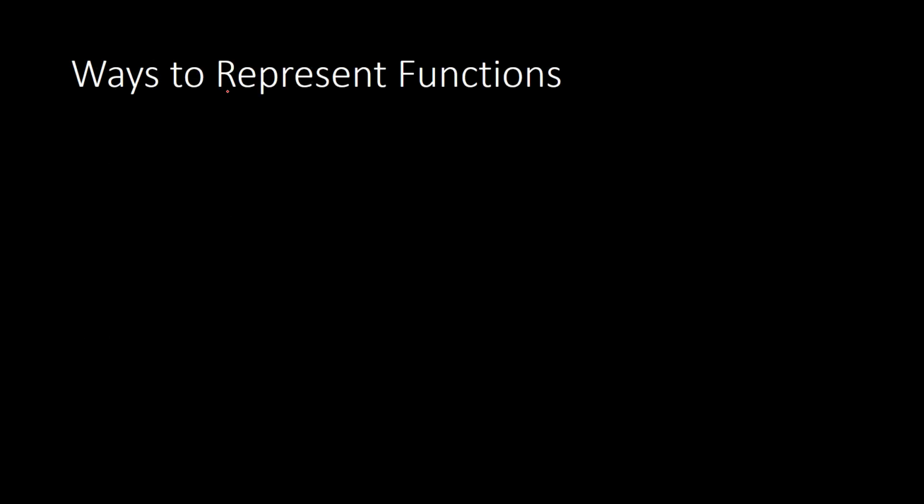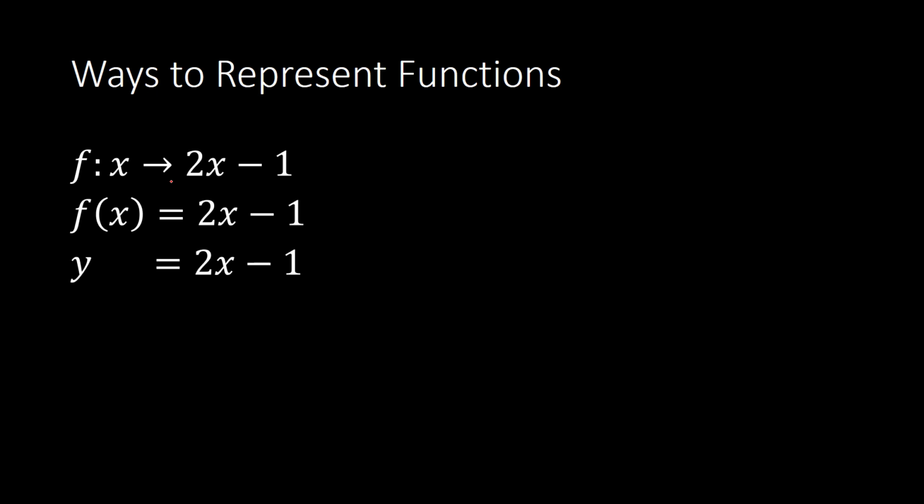Now there are different ways to represent functions, as we just said. This first way is a really unique way, and I've personally not seen it too much, but you could see it written like this, where you have f and then a colon, then x, and then an arrow. And that's the same thing as saying f of x equals or y equals. I just want you to be aware that this right here is the same thing as f of x equals, and it's the same thing as y equals. Those are all the same thing.